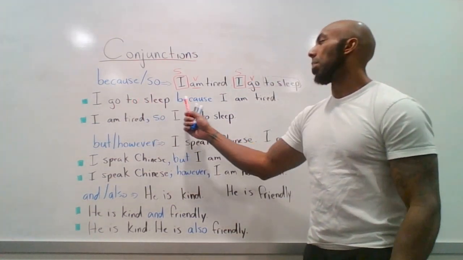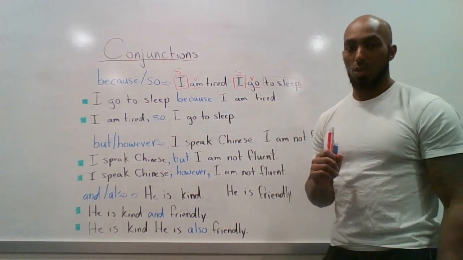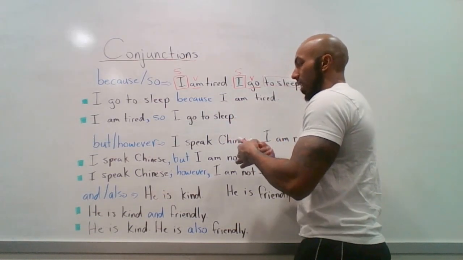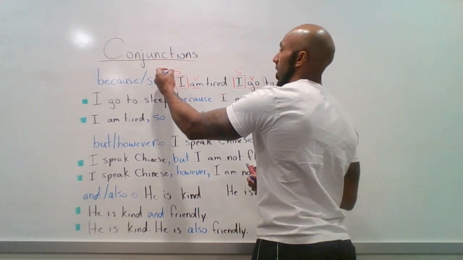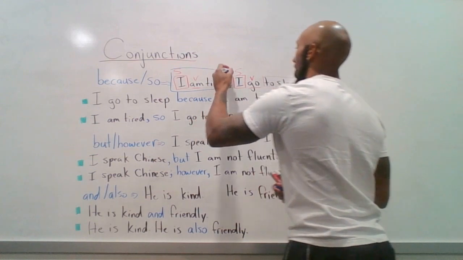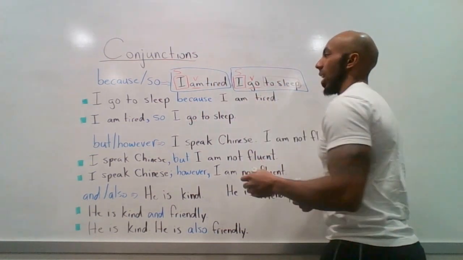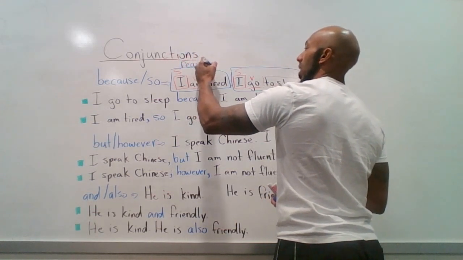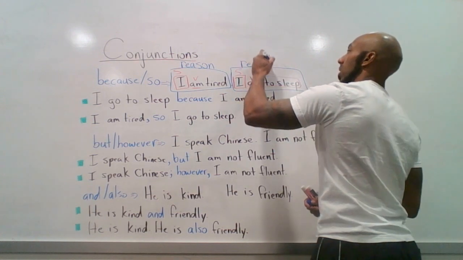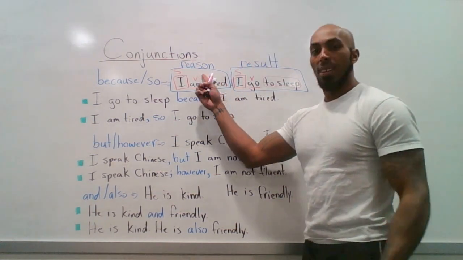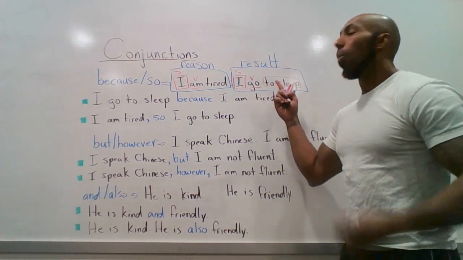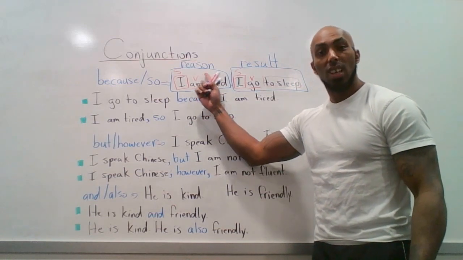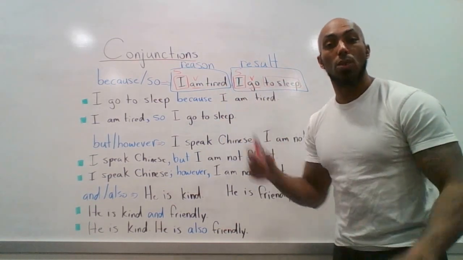Now, the first one using because will go like this. I go to sleep because I am tired. Now, let's figure out what this part of the sentence is. We have I am tired. And we have I go to sleep. This is the reason. This is the result. We have the reason and the result. You go to sleep. Why did you go to sleep? Because you are tired. So that's the reason for the result, for why you go to sleep.